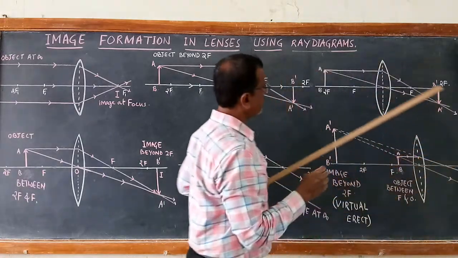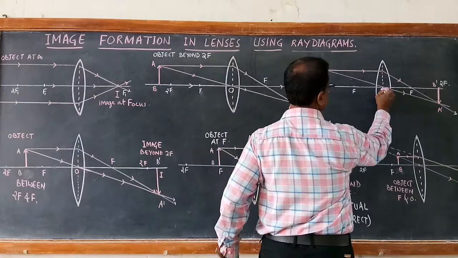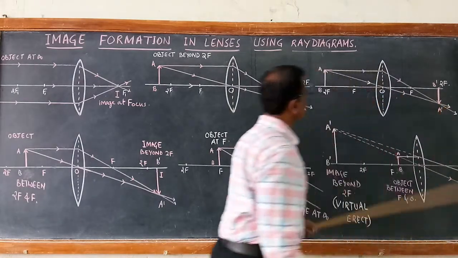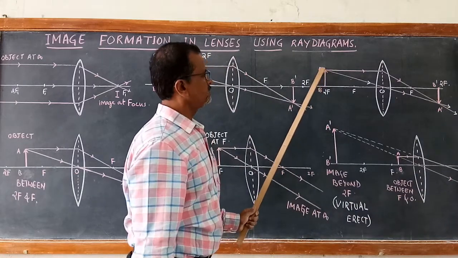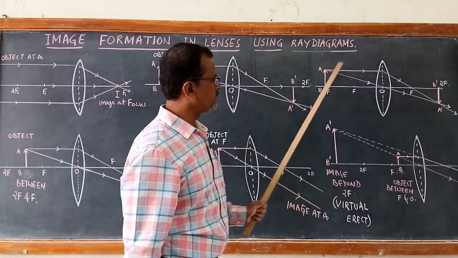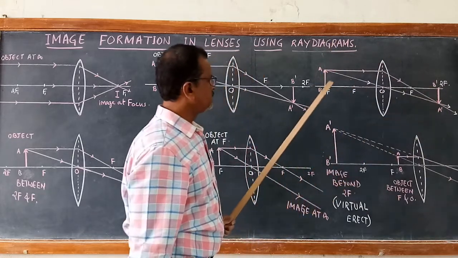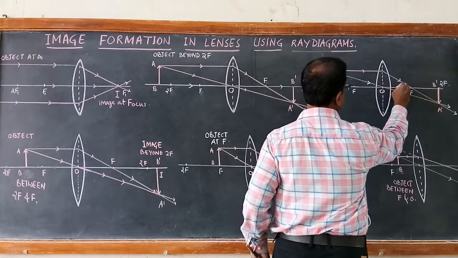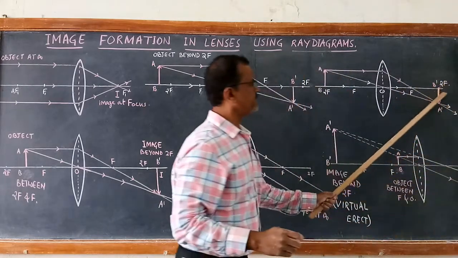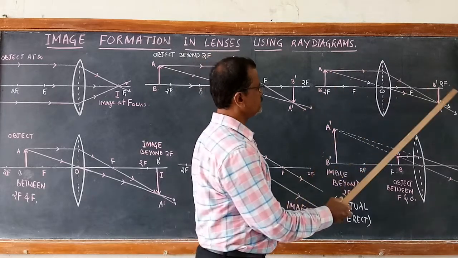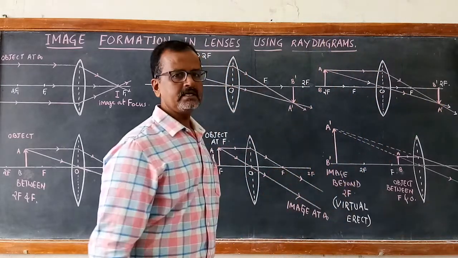Another ray of light must pass through the optic center and goes undeviated. So these rays emerging from A are converging here at A dash. Thus A becomes A dash, and B continues along the principal axis, and thus here you are getting B dash, the image of B. Thus the object AB becomes A dash B dash as the image.